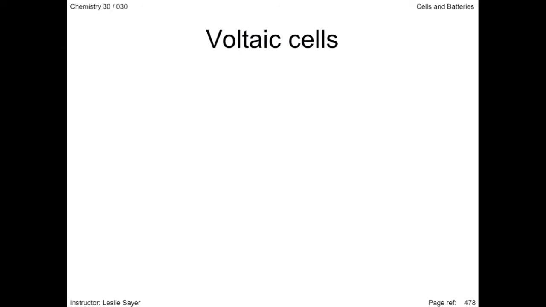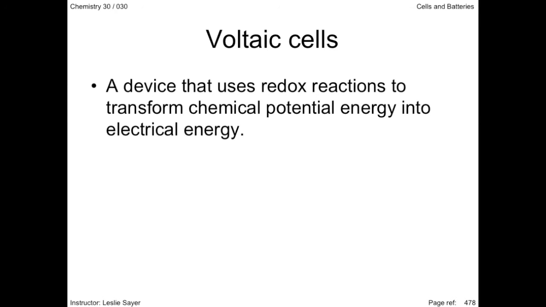A Voltaic cell is an electrochemical cell that uses redox reactions to transform chemical potential energy into electrical energy. Another type of electrochemical cell is the electrolytic cell, and that converts electrical energy into chemical energy. We'll talk about the electrolytic cell later.